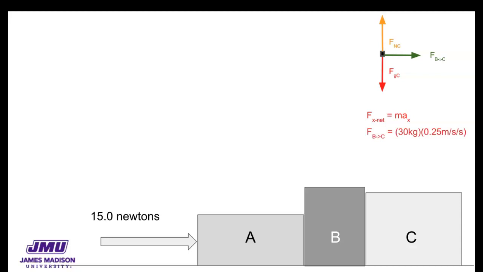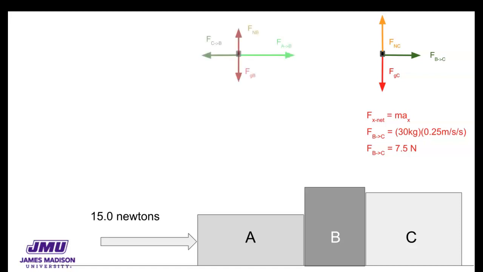The force accelerating box C is box B pushing it. And the mass of box C was given as 30 kilograms. The acceleration we just determined of the whole system is 0.25 meters per second. So that means I can determine one of the questions that I was initially asked. What is the force between box B and box C? Box B is pushing box C to the right, 7.5 newtons. It has to be, because that's what is necessary to make box C accelerate at the 0.25 meters per second that we know the whole system is accelerating.